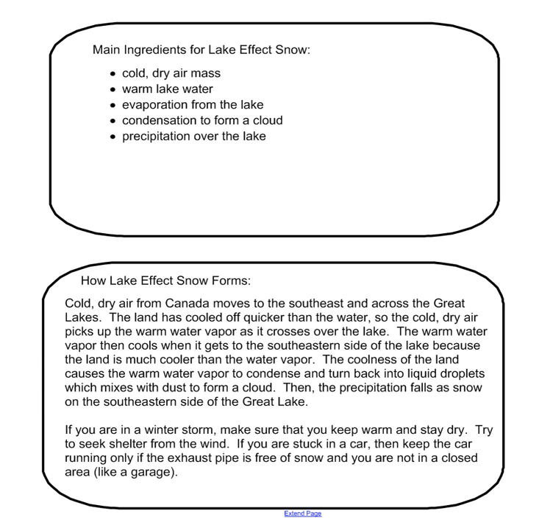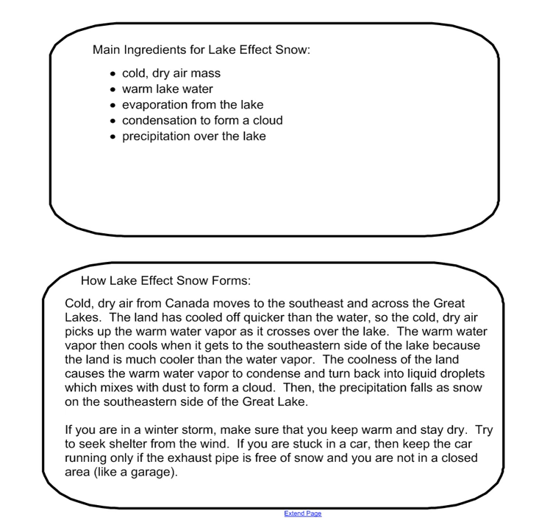Cold, dry air from Canada moves to the southeast and across the Great Lakes. The land has cooled off quicker than the water, so the cold, dry air from Canada then picks up that warm water vapor as it crosses over the Great Lakes. So the warm water vapor cools when it gets to the southeastern side of the lake because the land is still much cooler than that water vapor.